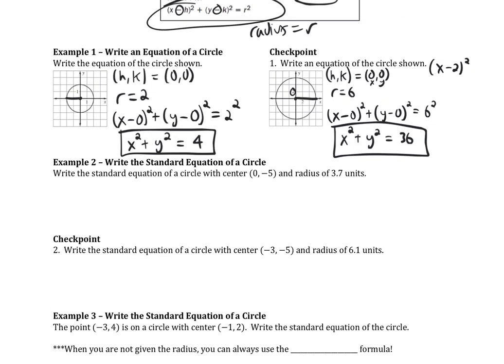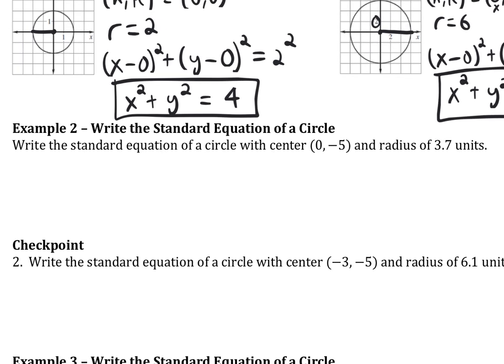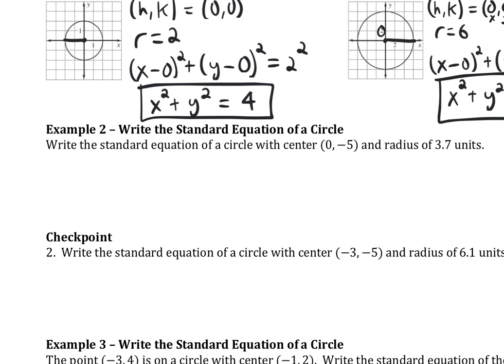All right. Example 2 and checkpoint 2 are kind of similar, but now they'll have some ones where the center is not exactly in the middle, which I think is more applicable here, okay? It says write a standard equation of a circle with 0, negative 5 as the center and a radius of 3.7 units. So we have our h and k, and this is our r. So we have x minus h, so it's x minus 0 squared, plus y minus negative 5 squared equals radius squared, which is 3.7 squared.